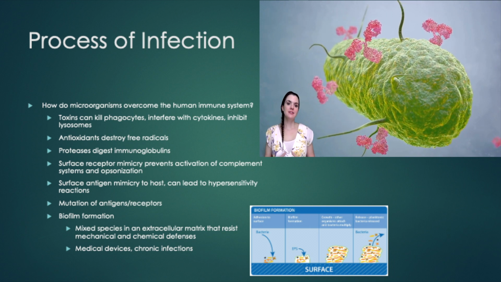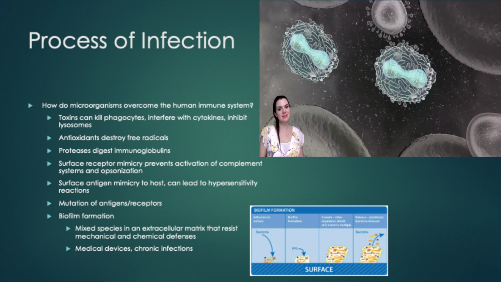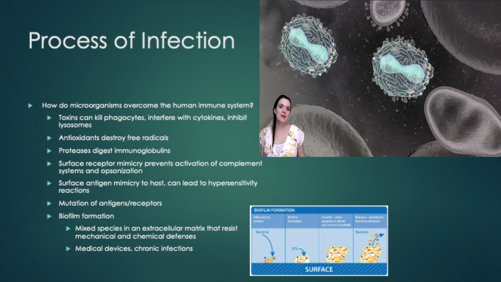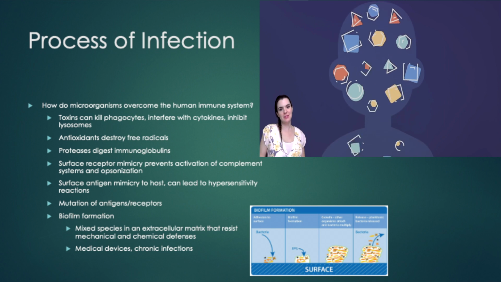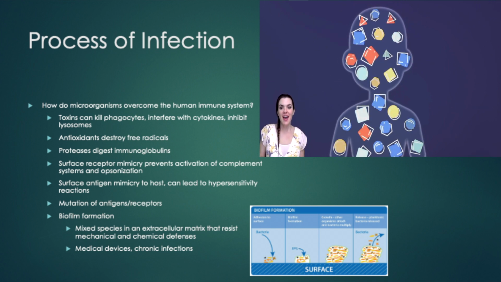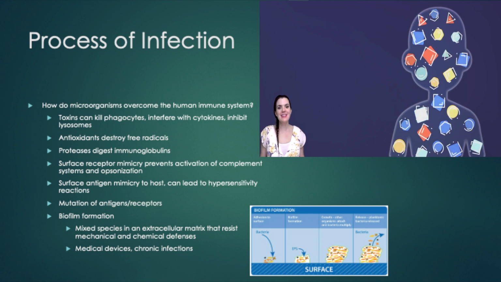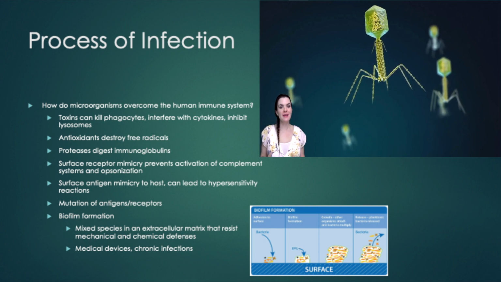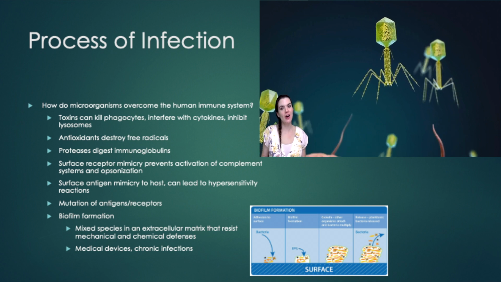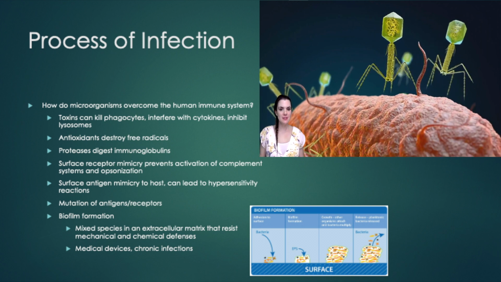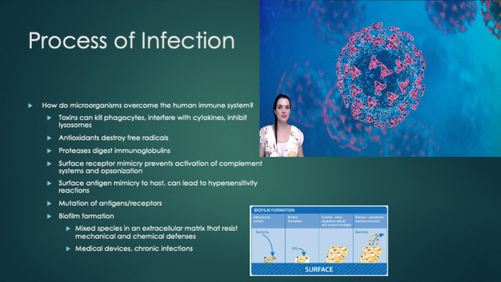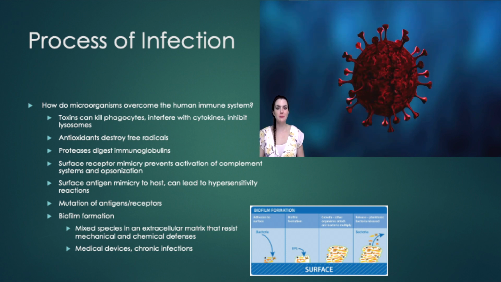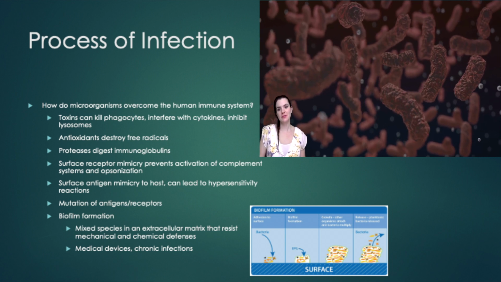In addition, surface antigen mimicry can lead to type 3 hypersensitivity reactions. This promotes autoimmune reactions where the microbe mimics host antigens and activates immune cells, which then attack host tissues as well as microbes. The microbes can often then change their antigen presentation. And while the immune system attacks host cells, the microbe can survive and replicate. This is a strategy often used by viruses. Mutation of antigens and receptors on microbes can also contribute to immune system inefficiency, and rapid changes of antigens and receptors can confuse the immune system and delay responses.